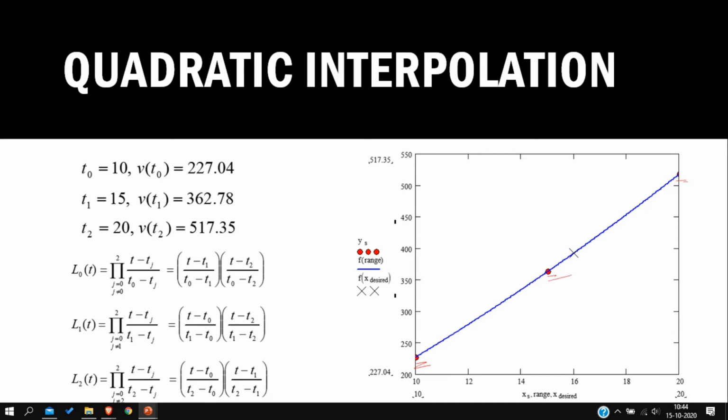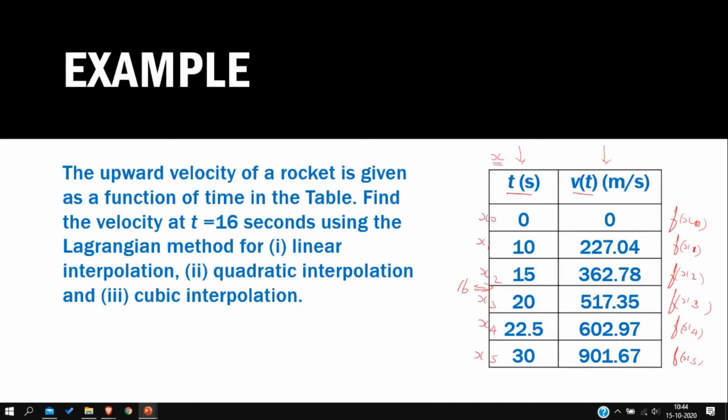Actually we can take the other conditions also. If we need 3 points, we can take either these 3 consecutive points or these 3 consecutive points. But there will be some answer, and if we take these 3 points, it may not be the same as the previous case. There will be a slight difference, not much.